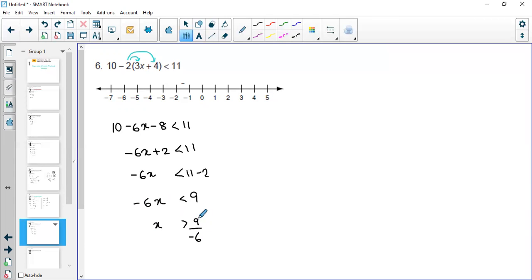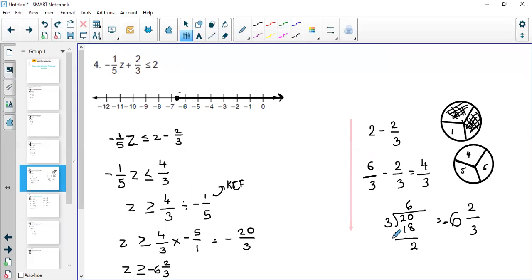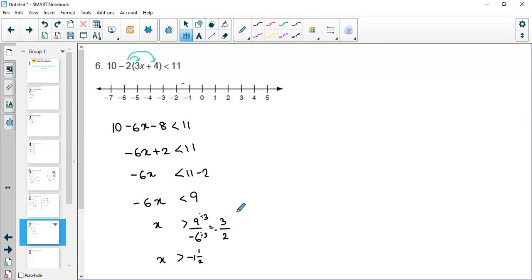Simplify this. You could simplify this with a 3, which means 9 divided by 3 gives you 3, and this also you need to divide by 3, so that gives you negative 3 over 2, which means x is greater than negative 1 and a half. If you change this into a mixed number, just like in the previous slide where we saw how to change into a mixed number, you follow the same rule. So x is greater than negative 1 and a half.